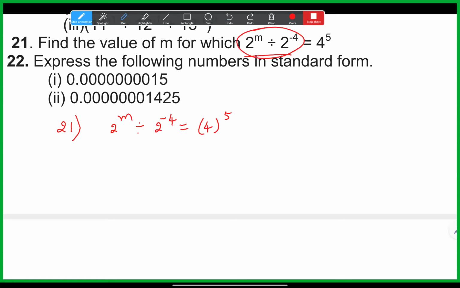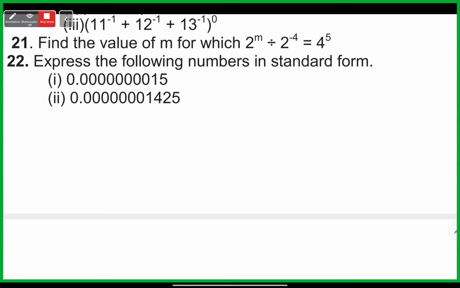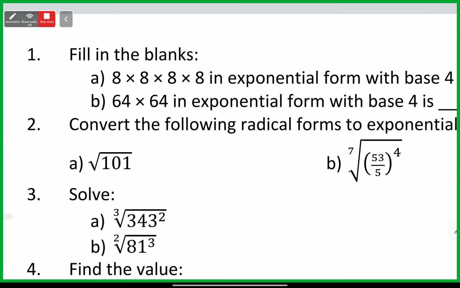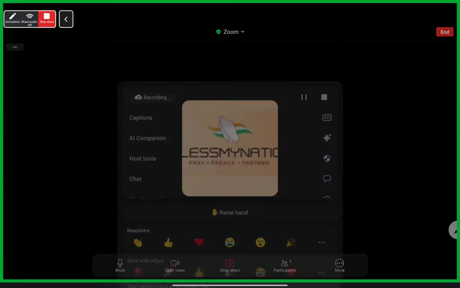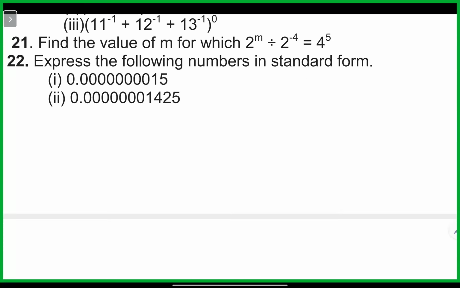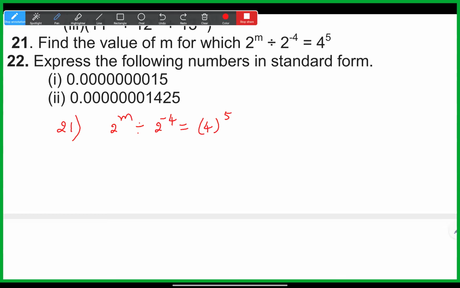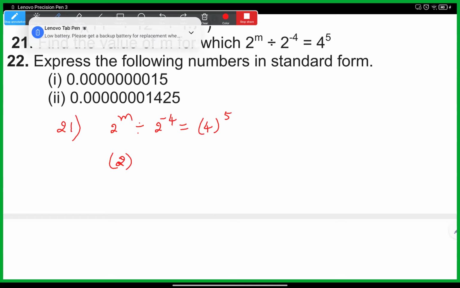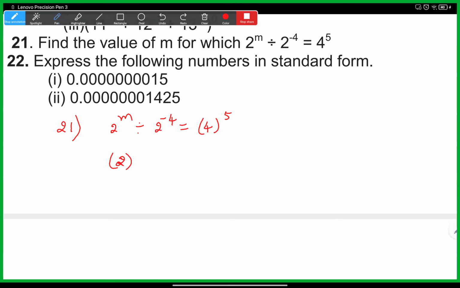Sir, a power m divided by a power n is equal to a power m minus n. A power m divided by a power n, Yashva, nice. So we can use that law and we can write it as 2 power... what do I have to write? 2 power m minus of minus 4, is equal to.